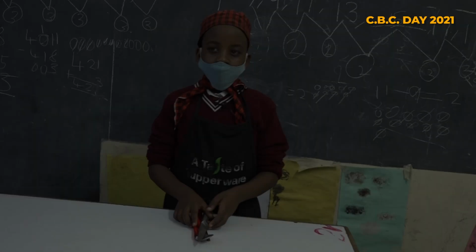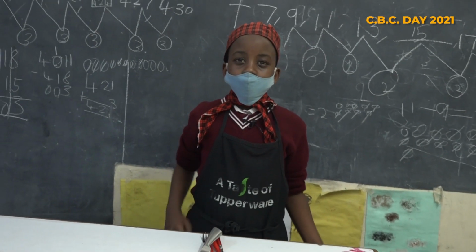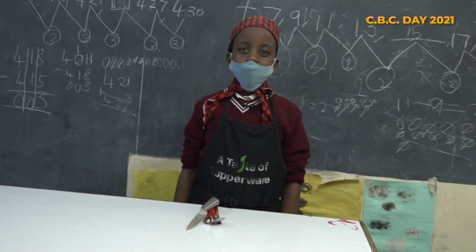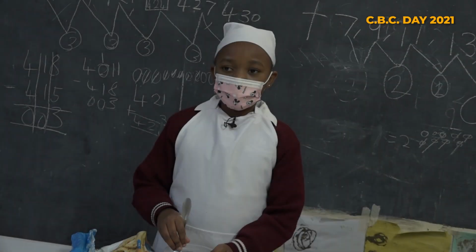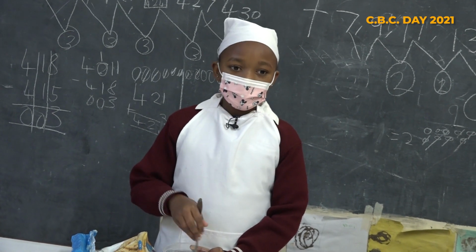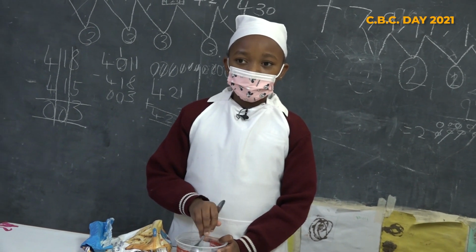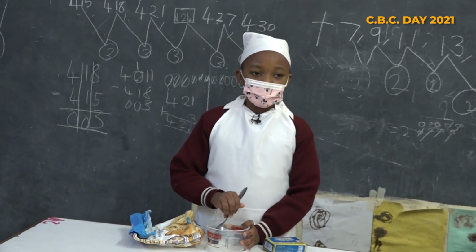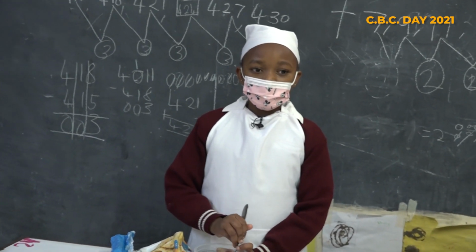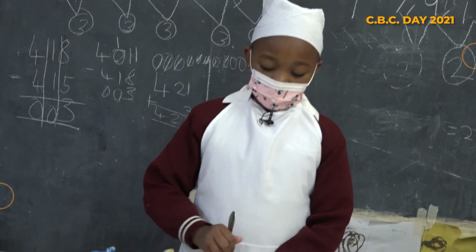Thank you. My name is Ian. A chef is a person who cooks in restaurants. When I grow up, I would like to be a chef. My name is Lensa Miriam, and I am in grade 3. A baker is a person who bakes cakes, biscuits, and bread. When I grow up, I would like to be a baker.